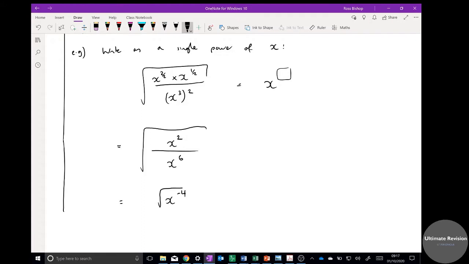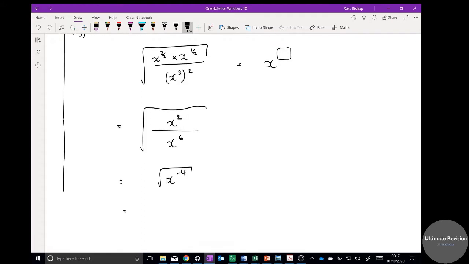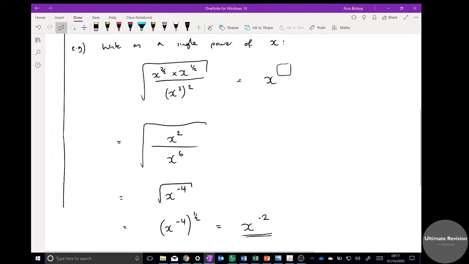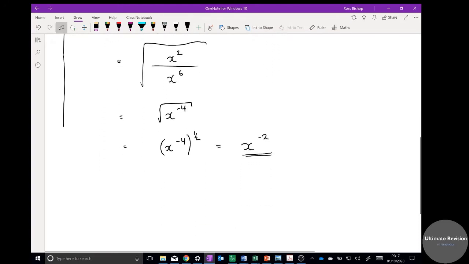I've still got a square root. Square root is the same as doing to the power of a half. That's the same thing. So then I multiply the powers and it's x to the minus 2. So all of that just becomes x to the minus 2. That's our answer for that question. Okay, so that's writing as a single power of x.